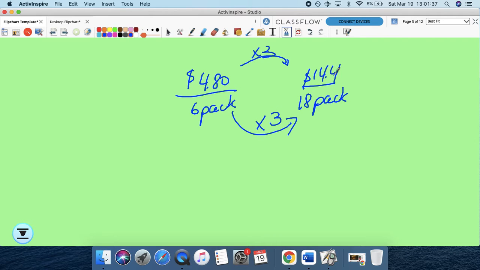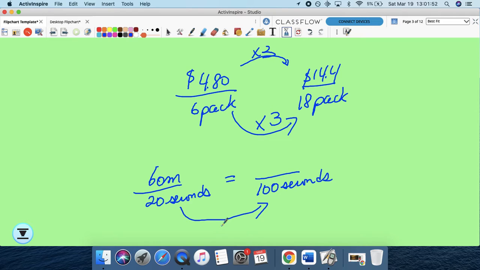This one says Hannah can swim 60 meters in 20 seconds. How far can she swim in 100 seconds? Okay, so if you find a relationship, much faster, right? So I know it's times 5. So over here would be times 5. So I get 300 meters.